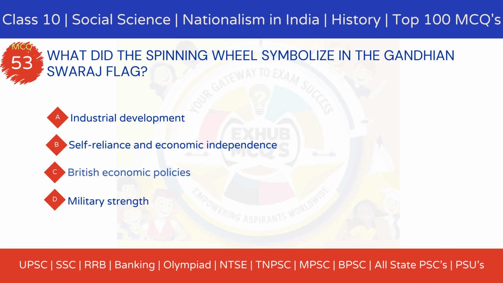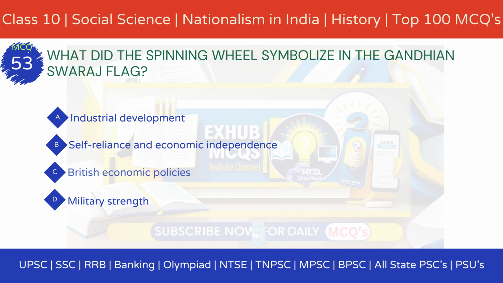MCQ 53. What did the spinning wheel symbolize in the Gandhian Swaraj flag? Option A. Industrial development. Option B. Self-reliance and economic independence. Option C. British economic policies. Option D. Military strength.